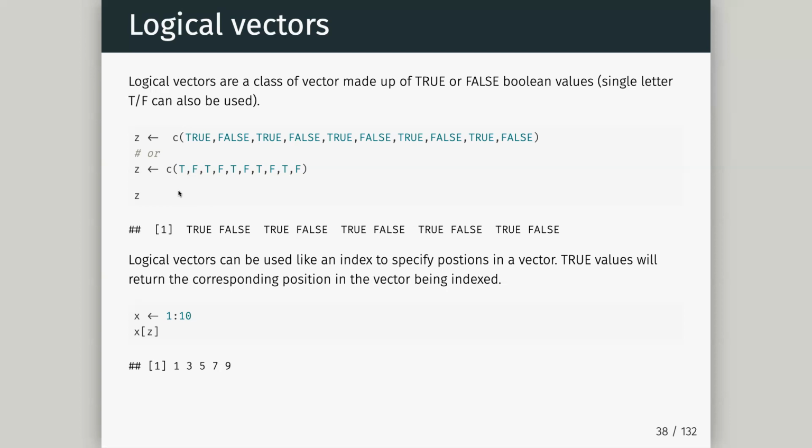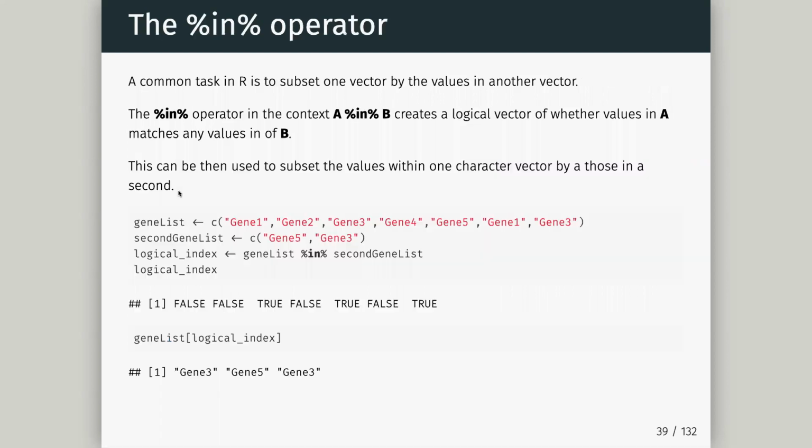So we don't need to just specify positions. So I want the 5th position, I want the 6th position. I can actually use logical vectors as well to take out, retrieve values from my vector or to assign values. So a common task in R, and something we'll do very early on in our analysis, is to subset one vector by the values in another. So for strings, we're going to use this in operator.